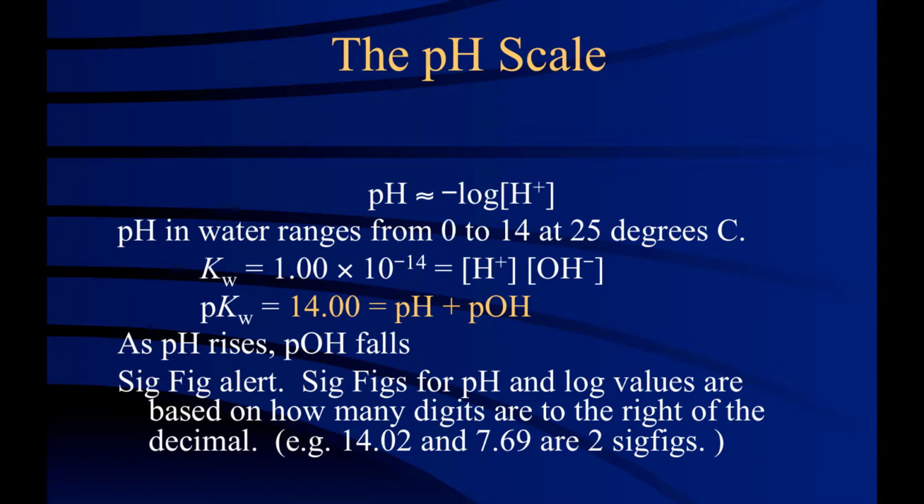Once again, there's the Kw expression, and we can take the p of it, and the p means the potential of it. The potential means take the negative log of it. So if we take the negative log of 1 times 10 to the negative 14th, we get the answer 14. If we take the negative log of the hydrogen ion concentration, we get pH, and the negative log of the hydroxide ion concentration, we get pOH. Where does the plus sign come from? The plus sign comes from the law of logs. Yeah, welcome to Algebra 2 and Pre-Cal.